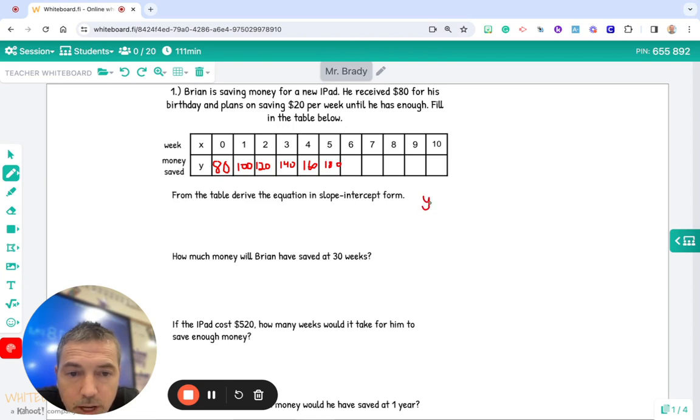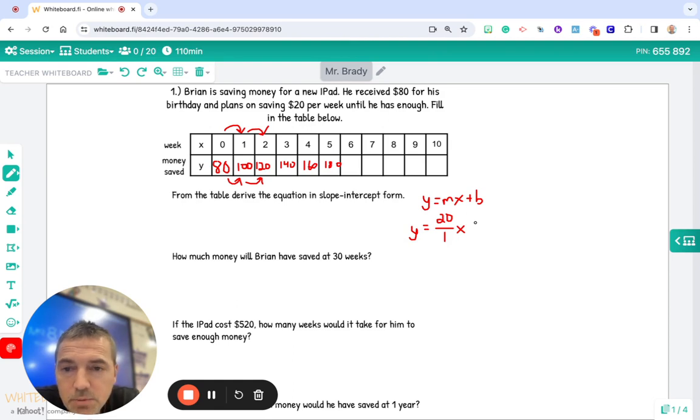So they want to know y equals mx plus b, right? So remember, m stands for the slope, which is the change in the y values divided by the change in the x values. So it looks like the y's in our problem are going up $20 each time, right? So the change in y would be 20. And the change in x, they're going up by 1 each week, right? So change in y over change in x, that would be 20 over 1. So I get y equals 20 over 1x.